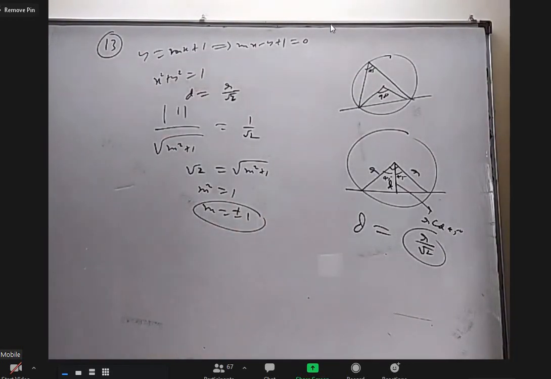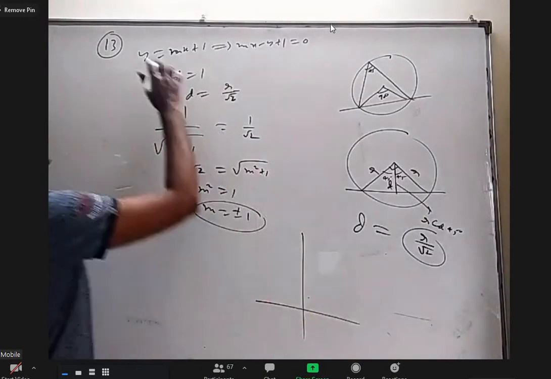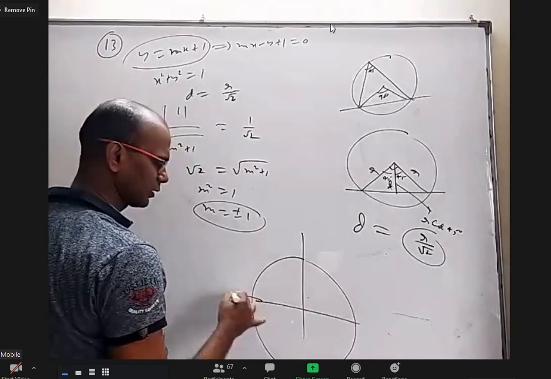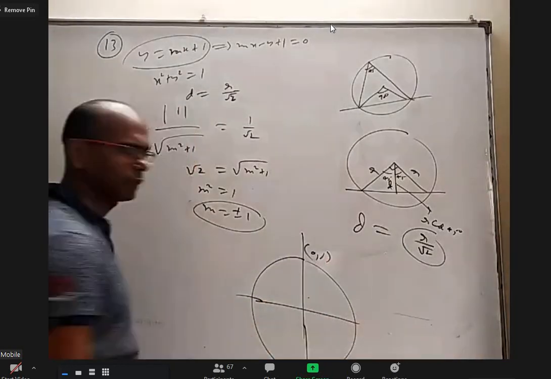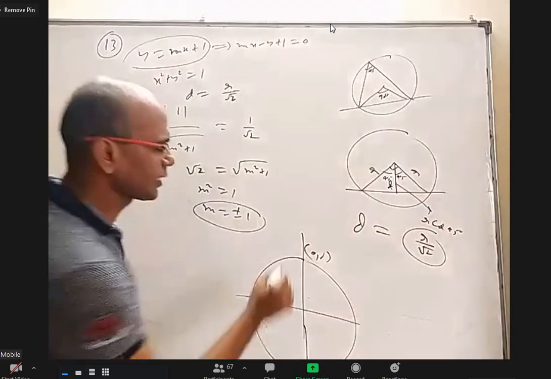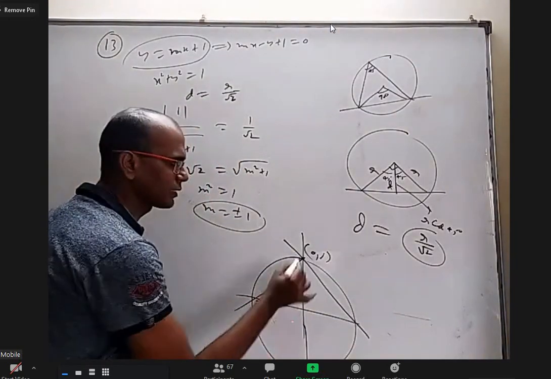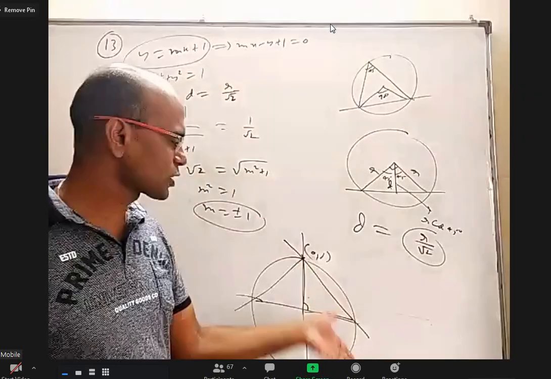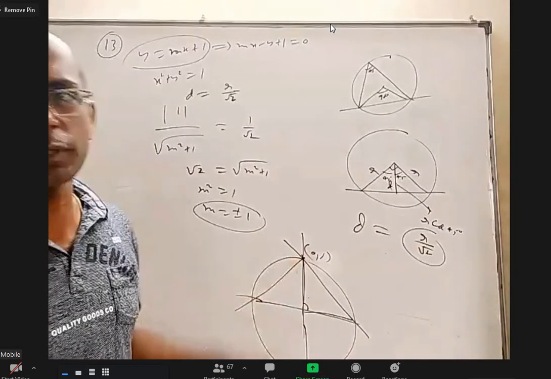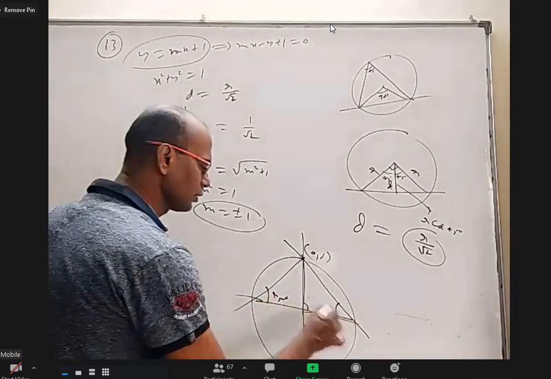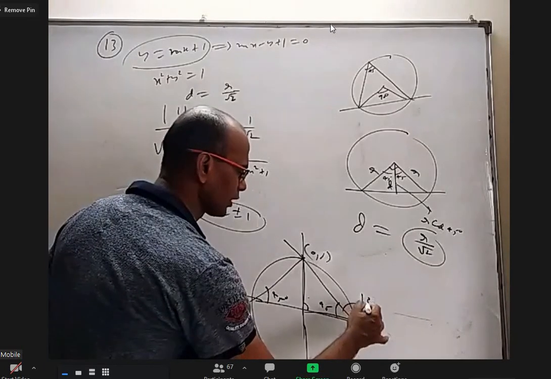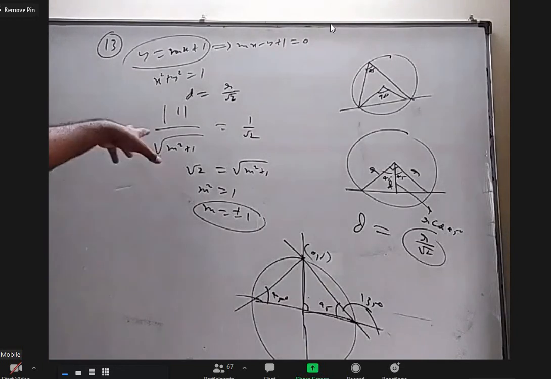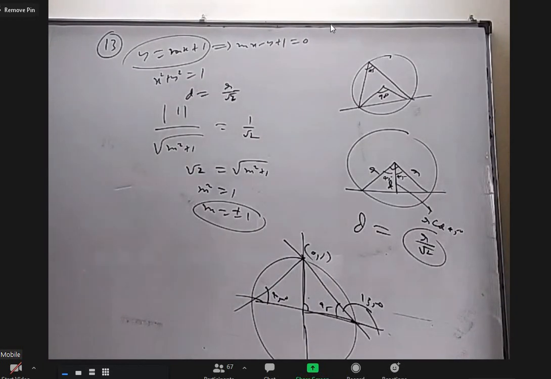Actually, you can do this particular question even from the figure. For y = mx + 1, the y-intercept is 1, so the line passes through (0, 1) on the circle. If you want the chord to subtend 90 degrees at the center, there are only two lines. You can easily see this chord is subtending 90, and this chord is subtending 90. This slope is plus 1 because this is 45, and this is 135, so the slope is minus 1. Even from the figure, I can say the slopes are 1 and minus 1. But the general rule is d should be equal to r by root 2.